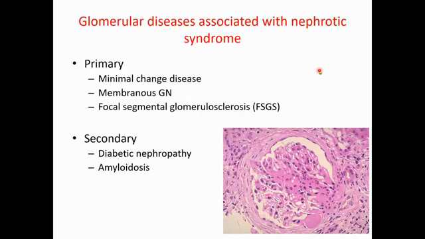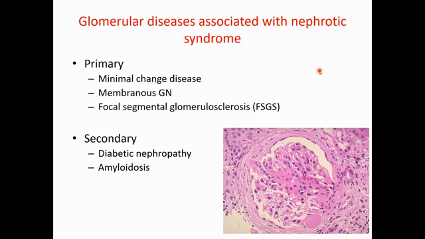We may classify the nephrotic syndrome into primary and secondary nephrotic syndrome. The primary nephrotic syndrome is most commonly minimal change disease, usually a childhood disease, and membranous nephropathy, membranous glomerulonephritis, which are adulthood diseases, and focal segmental glomerulosclerosis. These usually occur in adolescence and early adulthood.